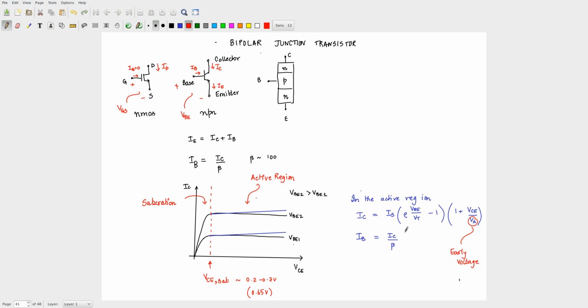In fact, you can prove it that if you, I have not drawn it nicely, but if you extended all of these lines back into the second quadrant, you will see that all of these lines actually intersect, and they will intersect at the value given by this VA or minus VA. Okay. So it's just a terminology. What is this VT? It is not the threshold voltage, it is the thermal voltage, which is around 25 millivolt at 300 Kelvin.